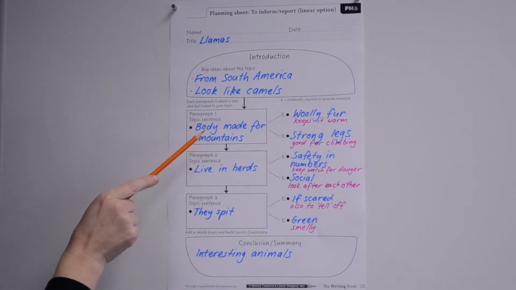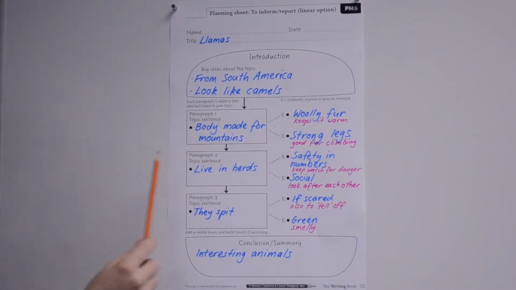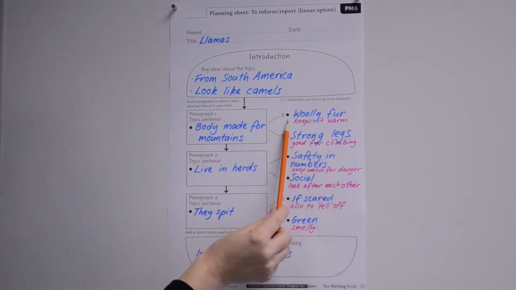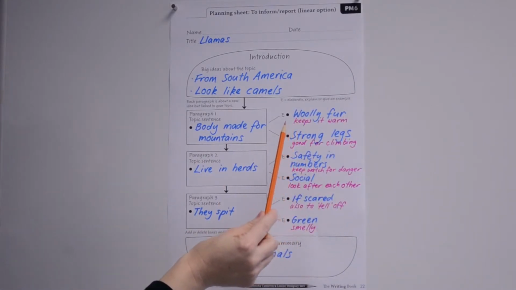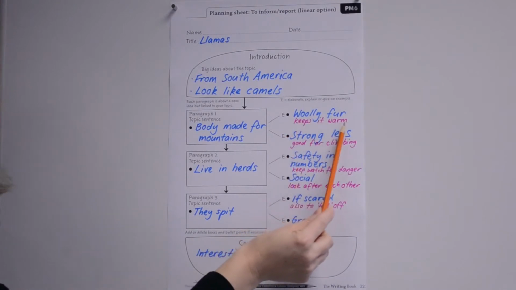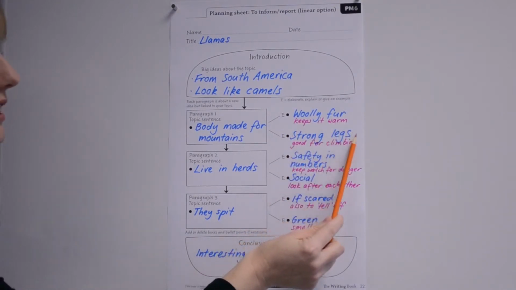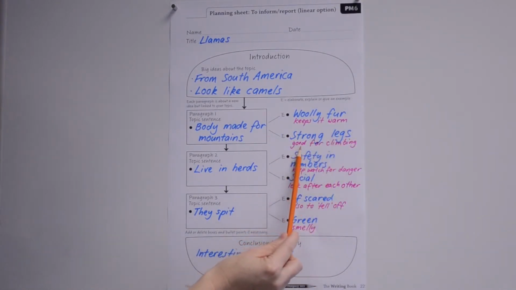But I need to back up those facts. So what have I chosen? I've got here woolly fur. They have woolly fur that keeps them nice and warm when it is cold. And I also have strong legs, which makes them really good for climbing.